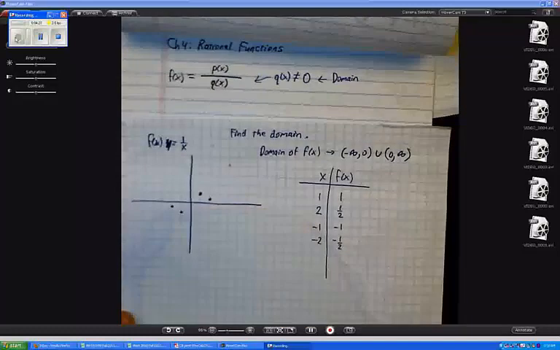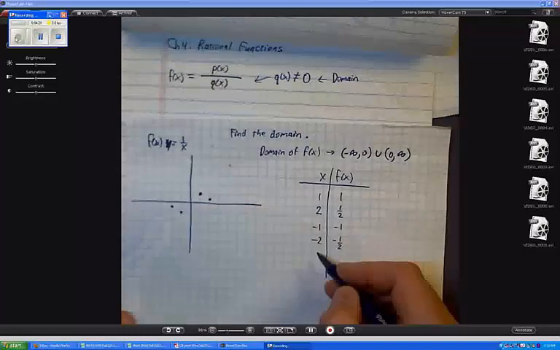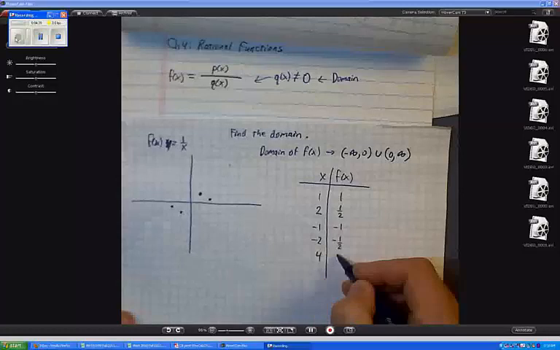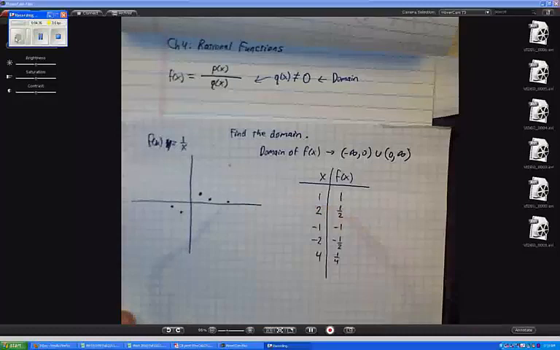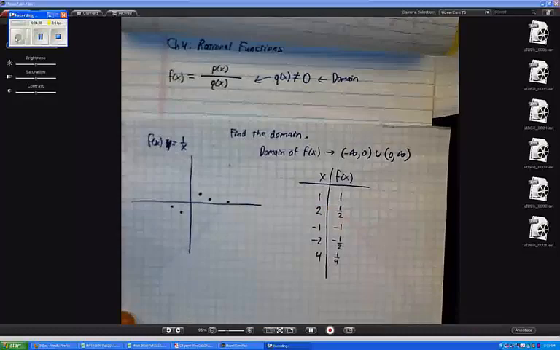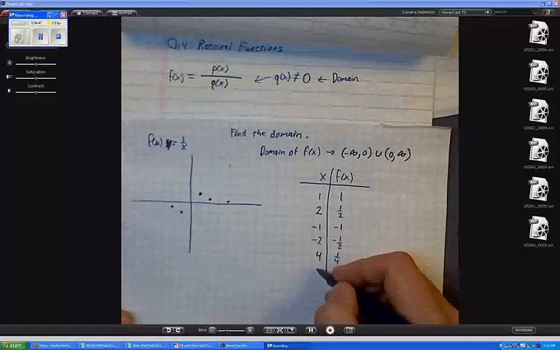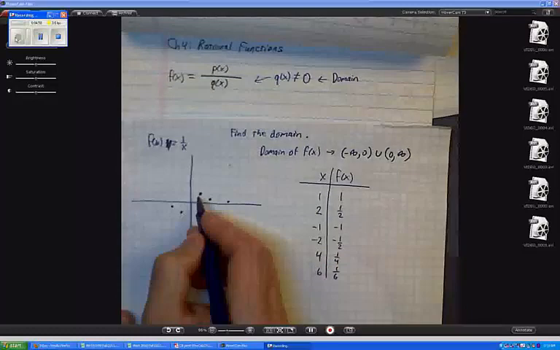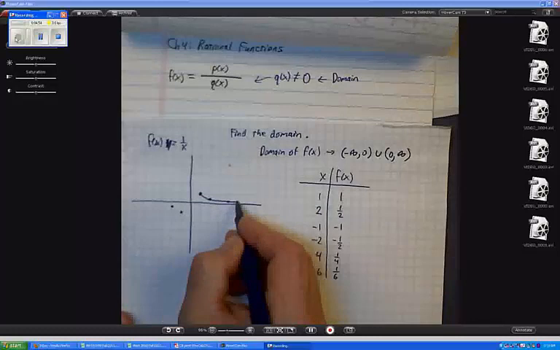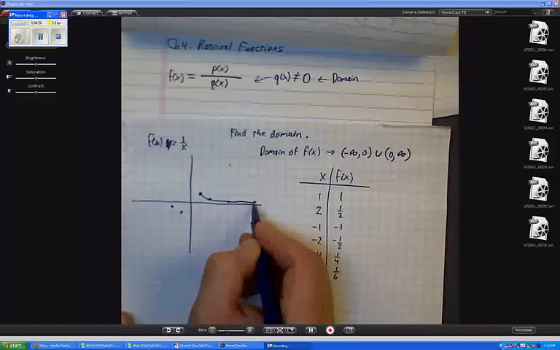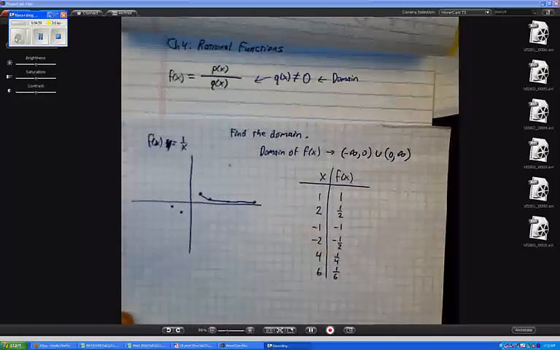So I'm going to see some symmetry, won't I? What if I put in something larger, like 4? What's my output? 1 over 4. I would say that this function is increasing or decreasing. Even if I put in something like 6, I'm getting to 1/6. It's always decreasing, isn't it? As I move from left to right. But what else can I say about it?